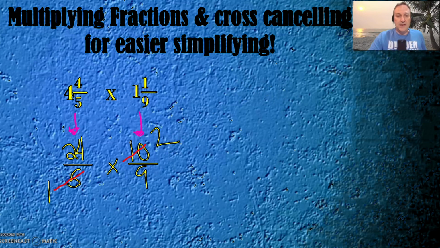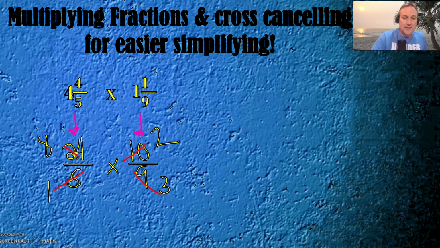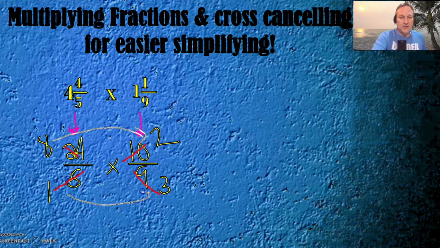And then if you look at the 9 and the 24, they both have a number they can be divided by also. The 9 and the 24 can both be divided by 3. And that becomes a 3, and that becomes an 8. Whoops, let's try to keep consistency here. Change back to yellow. This is a 3, and 8. Okay, and then all we got to do is multiply across like we were doing before. 8 times 2 and 1 times 3.